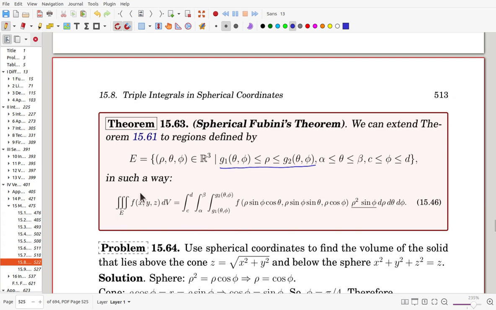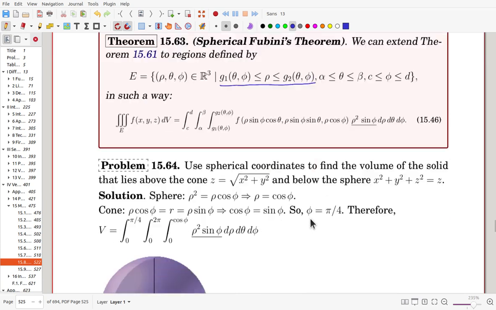Then we can get this integral. That is, the triple integral over E can be written in this way. So first we have rho integration, with bottom rho and top rho as functions of theta and phi. After getting that one, you can make a theta integration and finally a phi integration. So for a little more general spherical coordinate domains, you can get an iterated integral. That is the idea of this theorem.